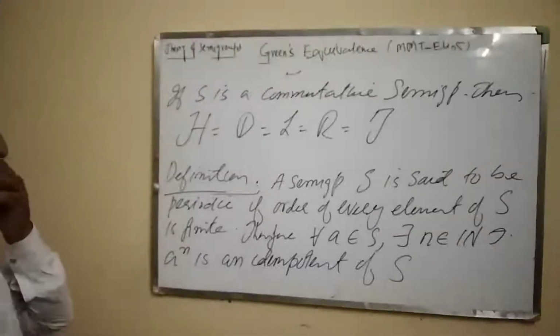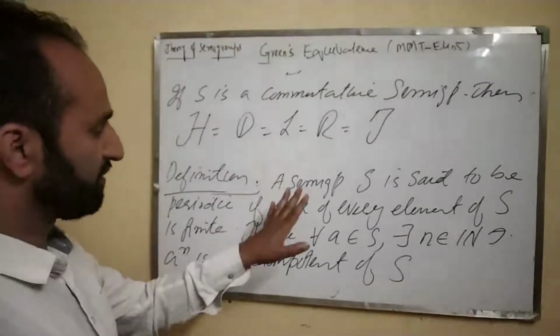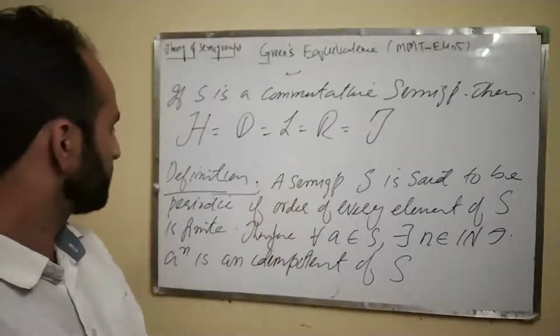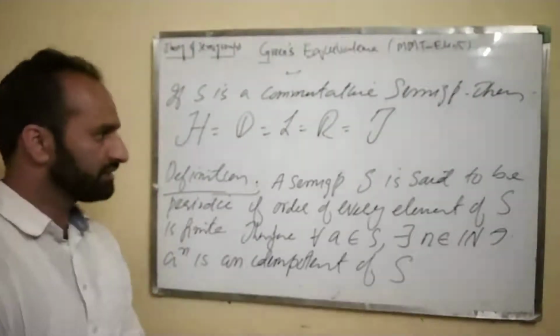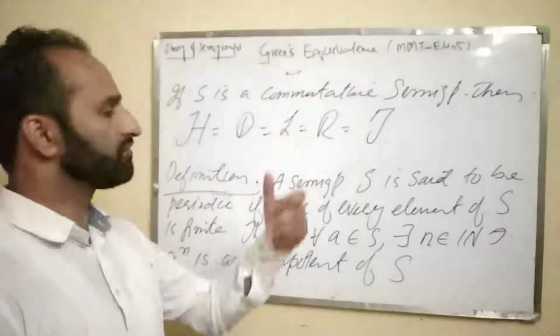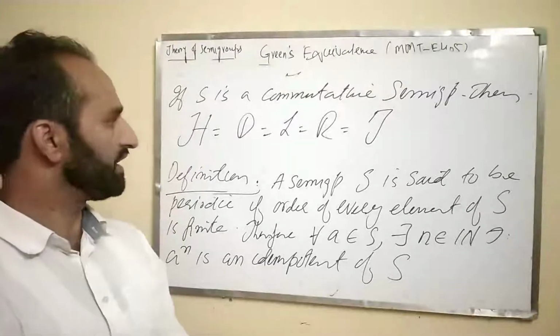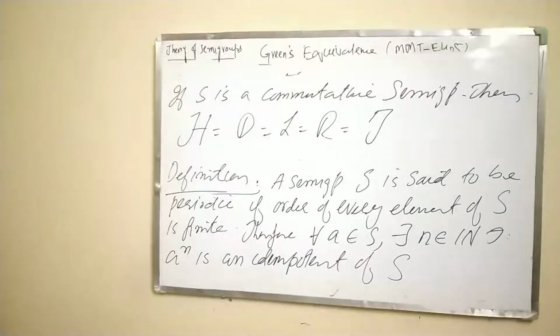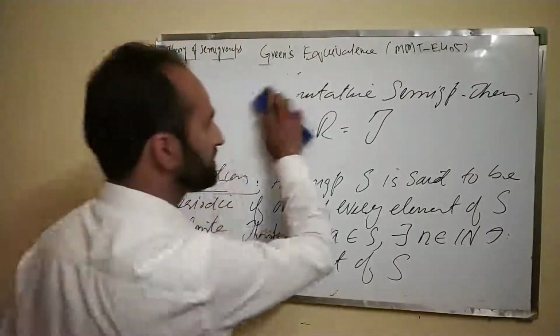Okay, so now we'll see that when the semigroup S is a periodic semigroup, then D and J are equal relations. So that's our next theorem.